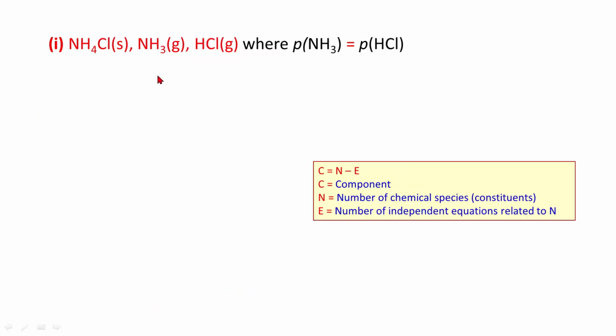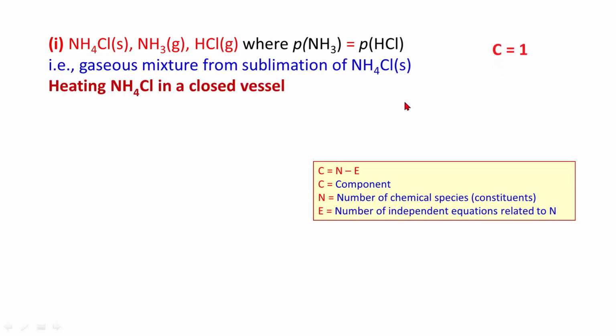Ammonium chloride, ammonia and HCl, when the partial pressure of ammonia is equal to the partial pressure of HCl, that is decomposition of ammonium chloride in a closed vessel. This is a one component system. When we apply this relationship, N is equal to 3: ammonium chloride, ammonia and HCl. In this case, the number of independent equations is equal to 2.